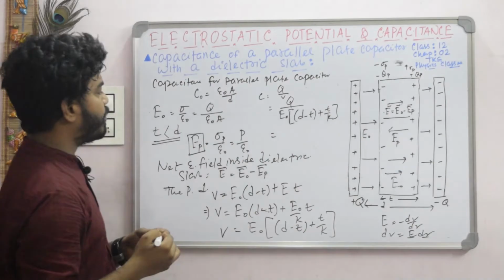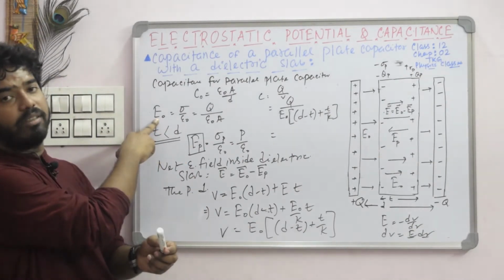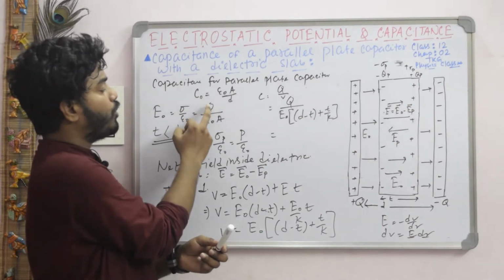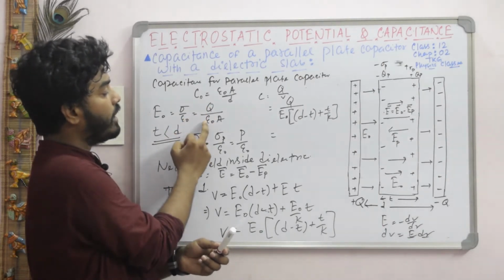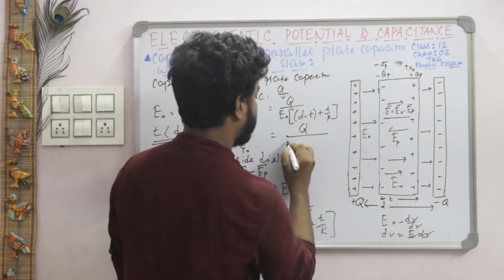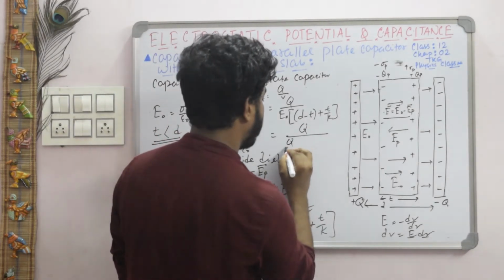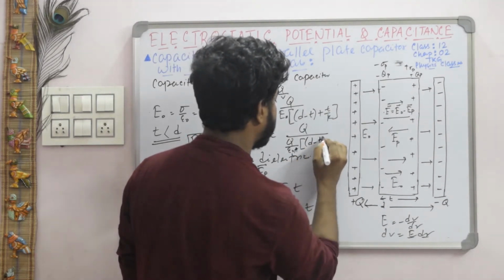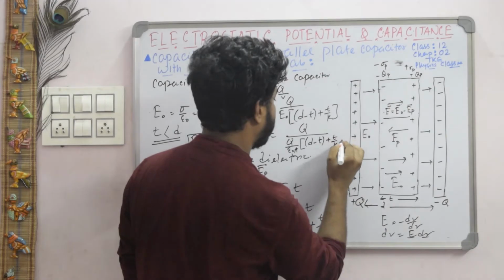Now, you know the expression of E naught, the original electric field, sigma by epsilon naught, and in the place of sigma you can write Q by A. So, the expression is Q by epsilon naught A. So, this expression becomes Q by epsilon naught A, and this one is d minus T plus T by K.